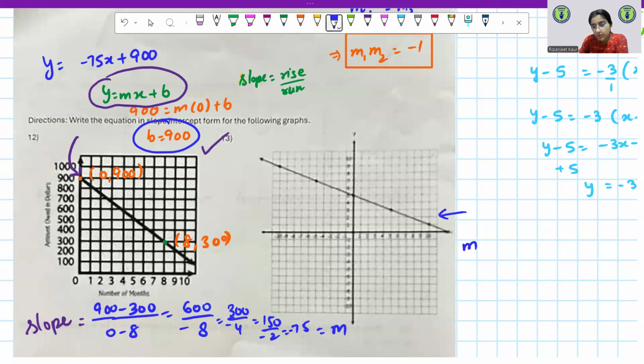I just have a question. Even if we were to do 8 and 300, the answer would still be the same. Yes, it will be the same. Now see, this is 5, right? This is cutting over here at 5.